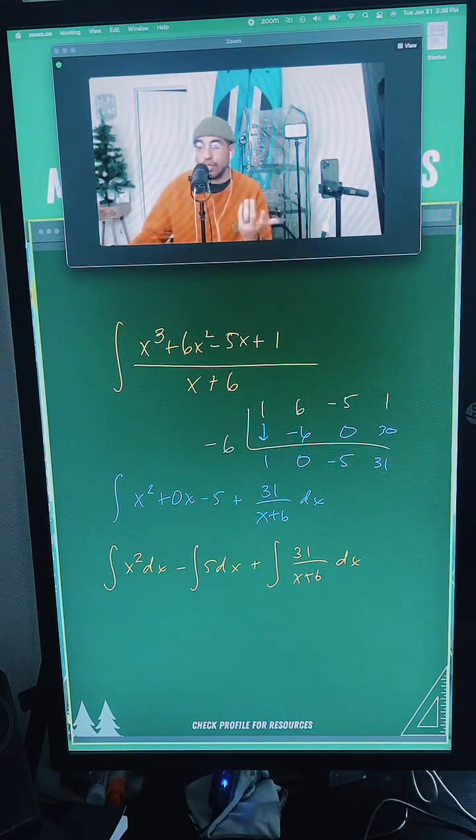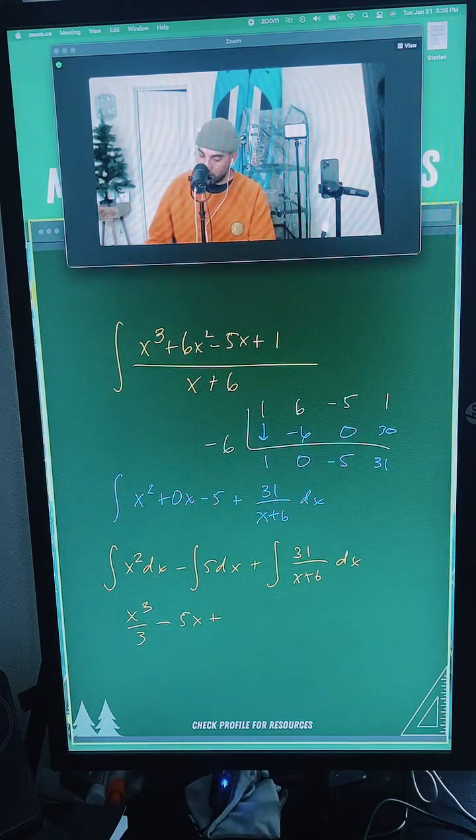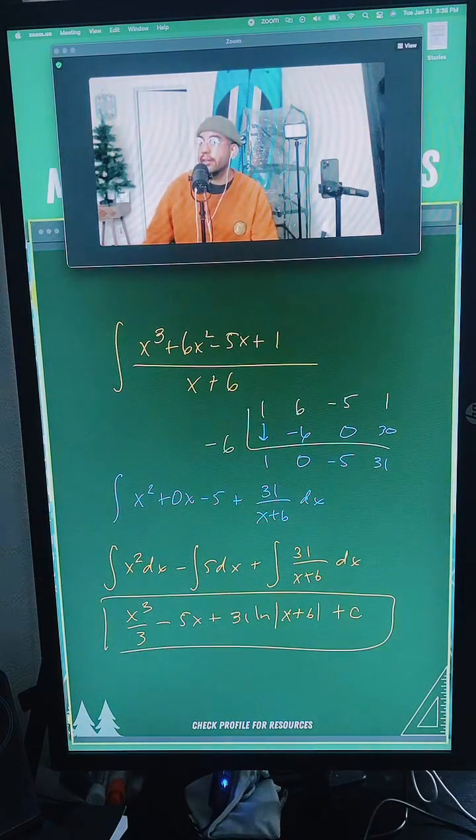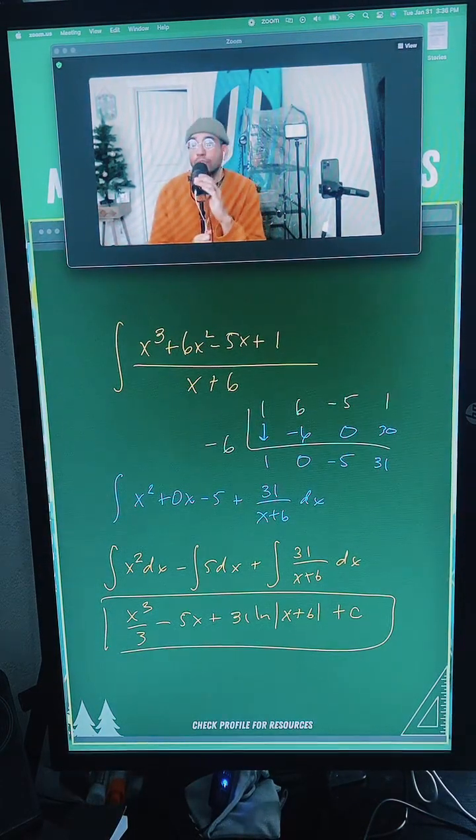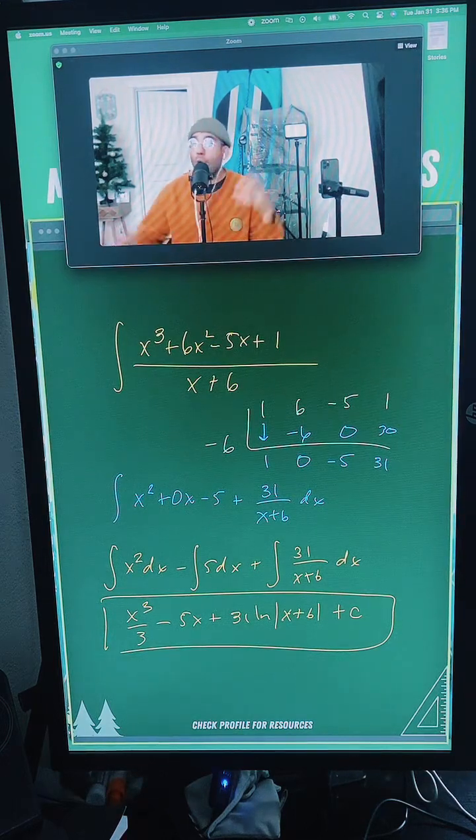Okay, so the first one, we're just going to implement the power rule. x cubed over 3 minus 5x plus, here we go, 31 natural log of x plus 6, and then plus c. That's it, guys. So it's really nice. You see some crazy polynomials, but all you have to remember is long division or synthetic division. That's it. And then from there, hopefully you know your algebra, or you are pretty proficient in your algebra skills. If you're taking a calc class, you definitely should be. And then we just simplify it, take it one step at a time.